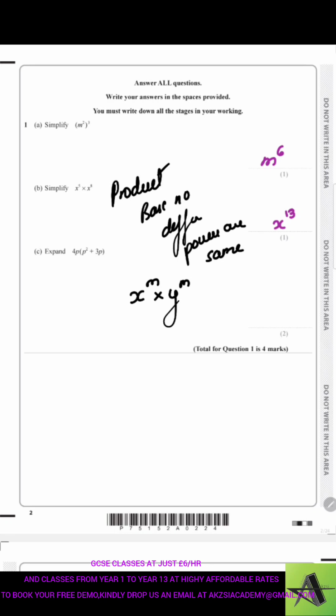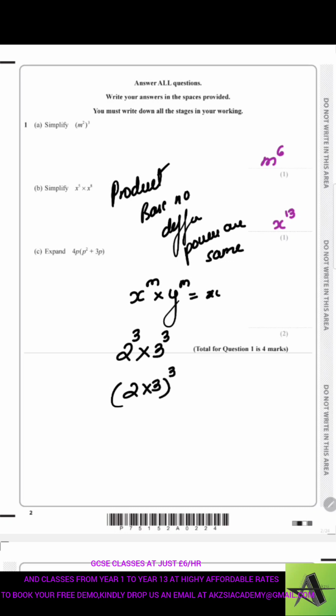They both have different base numbers, but the powers are the same. So like 2 to the power of 3 into 3 to the power of 3. They both have different base numbers, but the same powers. So this would be 2 into 3 whole to the power of 3.